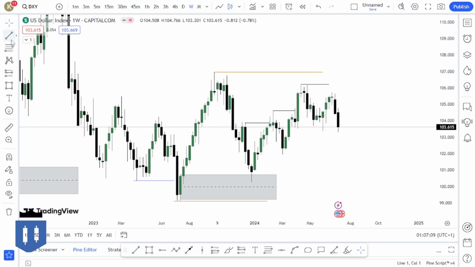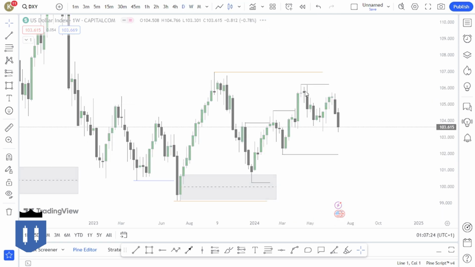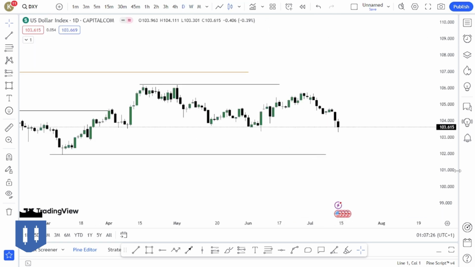Okay, so these are highs. Where are the lows that caused them? This low caused this high. This low caused this high. Okay, so what do we do next? We go to the daily time frame to see what's in between this weekly black and black.